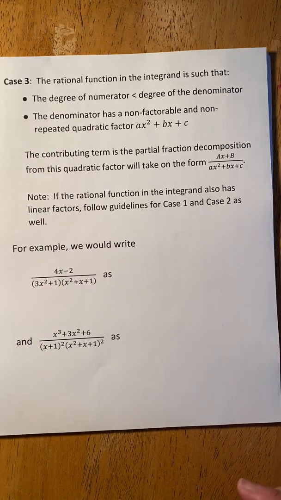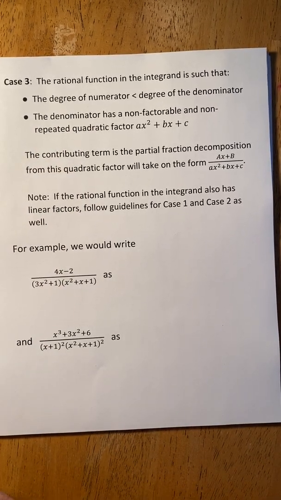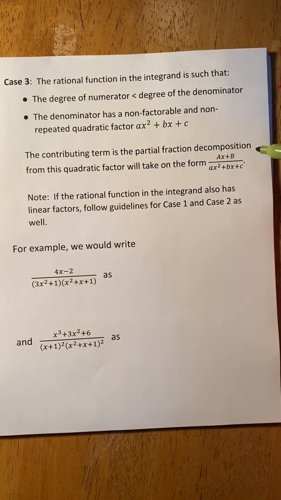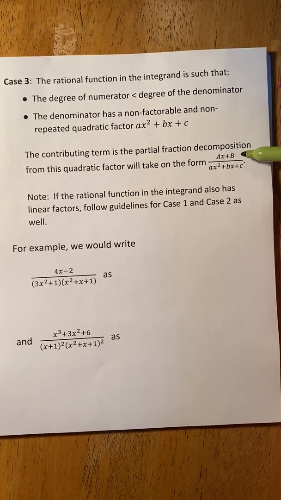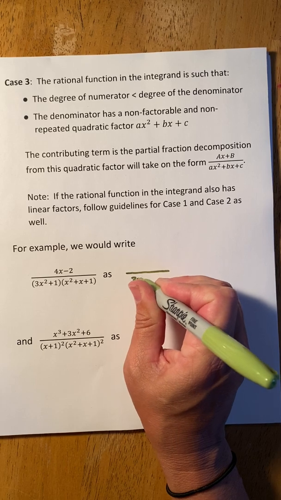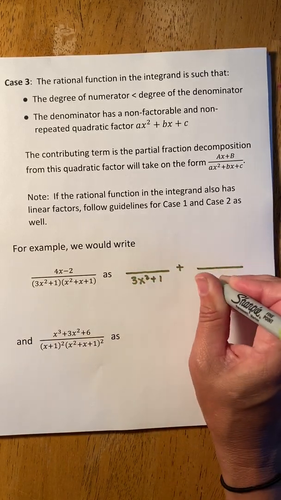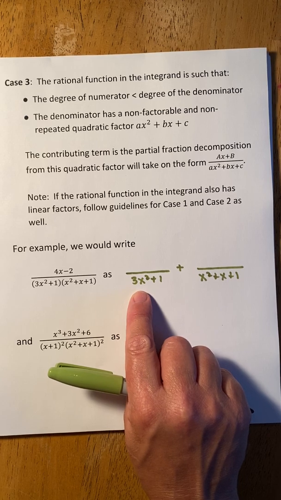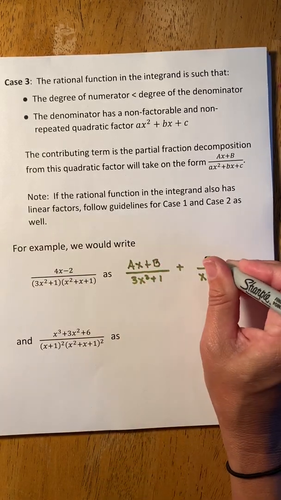Quadratic denominators. The degree of the numerator is less than the degree of the denominator, and the quadratic in the denominator is non-factorable and not repeated. If the rational function in the integrand also has linear factors in the denominator, then we would just throw in cases 1 and 2 as well. The contributed term in the partial fraction decomposition would be over the non-factorable quadratic denominator. If you try to factor these, they won't factor. So each non-factorable quadratic is going to contribute 1 fraction to the partial fraction decomposition. And instead of having constants in the numerator, we're now going to have linear functions. So we would write ax plus b, and then cx plus d.